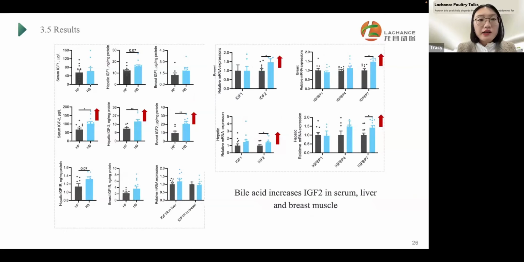And this shows bile acids increase IGF-2 in serum, liver, and breast muscle. I'm going to explain what IGF-2 is. So the IGF-2 gene provides instructions for making a protein called insulin-like growth factor 2. This protein plays an essential role in growth and development before birth. So studies suggest that insulin-like growth factor 2 promotes the growth and division, proliferation of cells in many different tissues. So this proves that bile acids can promote the growth of broilers.